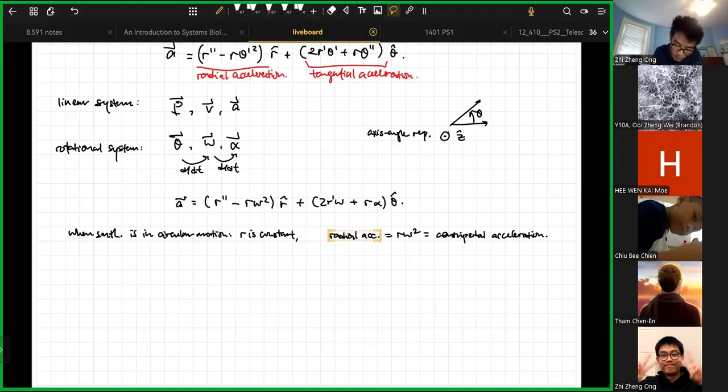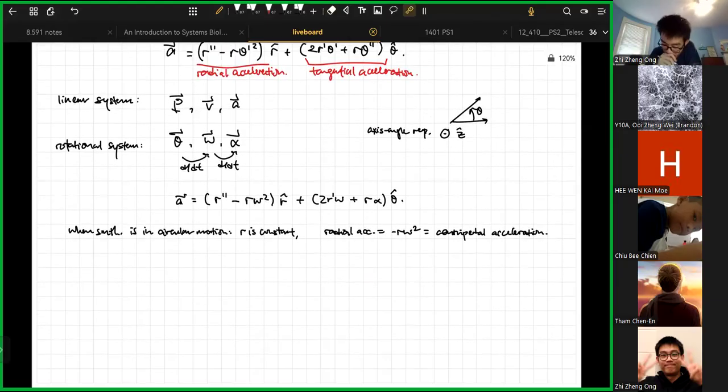is equal to negative r omega squared. Sorry, yeah, you're so right. My bad. But yes, this is the result that I was trying to allude to. Yes, so r is constant. Thank you for clearing that up.